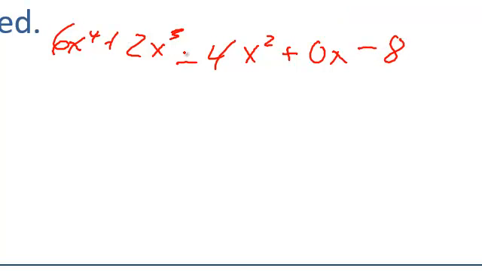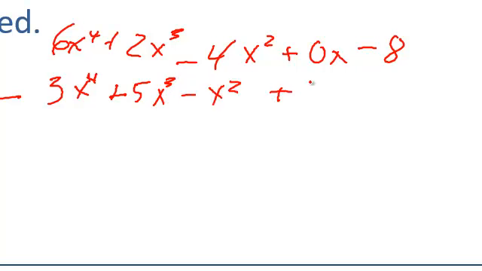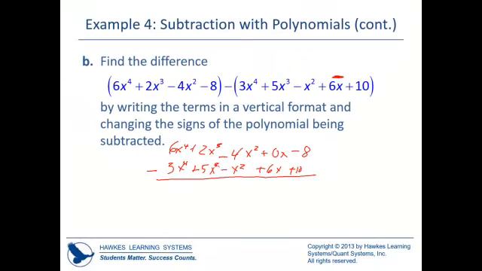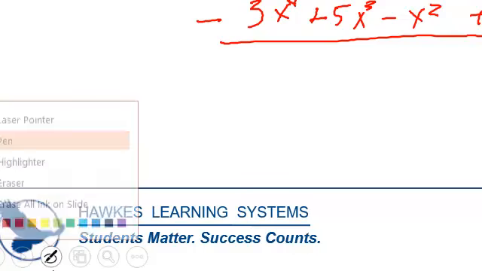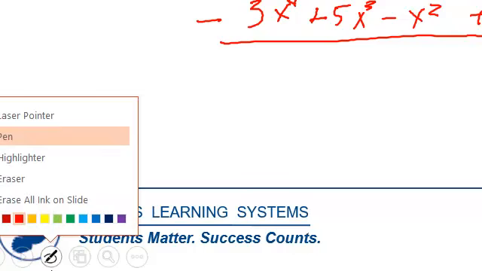And so now I have 5 terms, and so I'll subtract 3x to the fourth plus 5x to the third minus x squared plus 6x plus 10. Now, I'm going to change all the signs, and let me go ahead and see if I can change colors here. There we go. I think I'm finally getting the hang of this. I'm going to go with this purple right here.